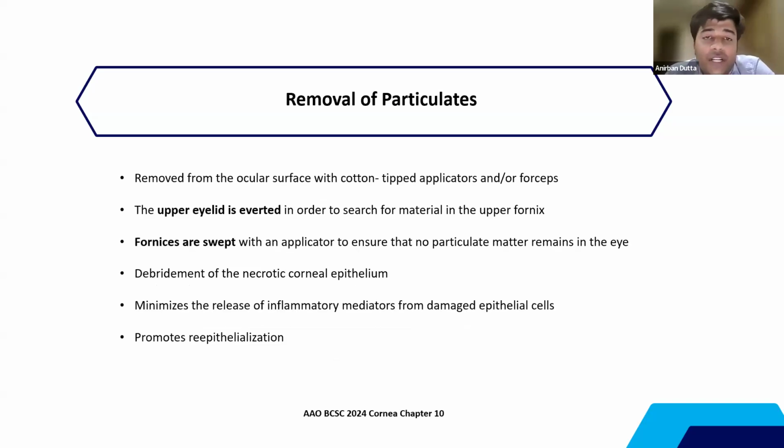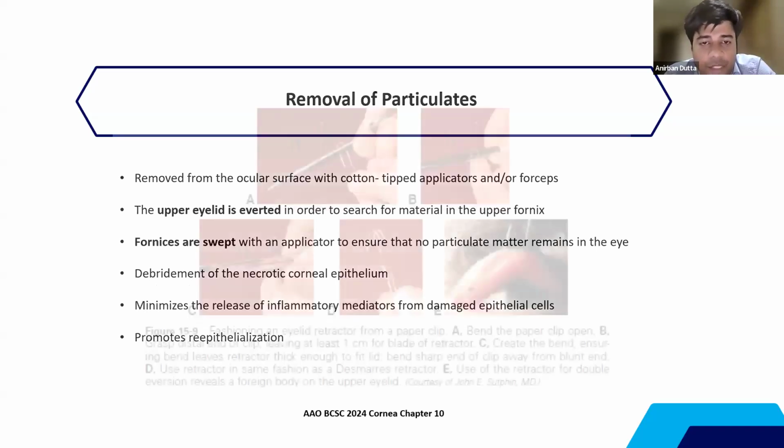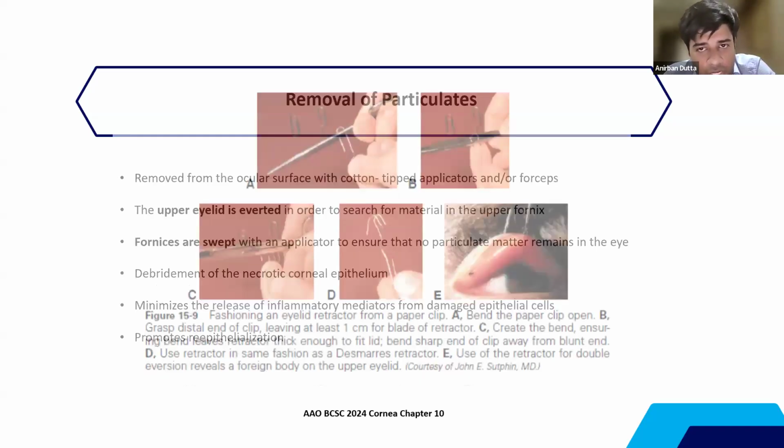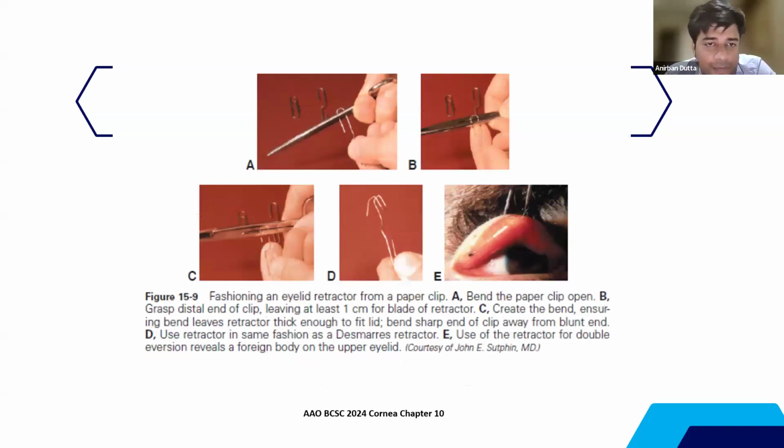Once you have finished irrigation, now you move to the next step, which is removal of particulate matter. These particulate matters will be embedded in the ocular surface or in the tarsal conjunctiva, and they will cause further toxicity. So you remove the superficial ones with cotton-tipped applicators or forceps. Next, you evert the upper eyelid and you search for material in the upper fornix as well. Be sure to do a double eversion.